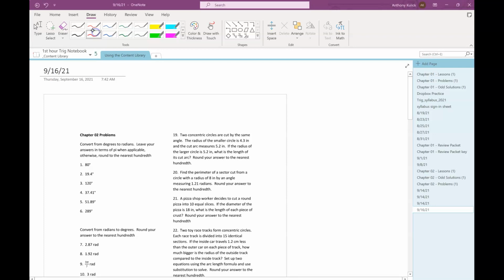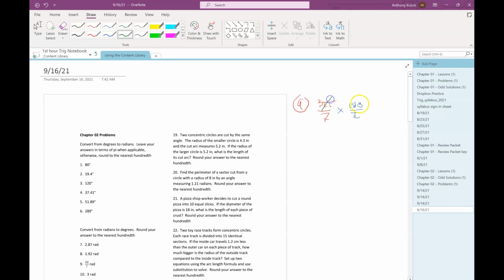Sure. So 9 says we have 3 pi over 7 radians. It says to convert from radians to degrees and then round your answer to the nearest hundredth. So the conversion to go from radians to degrees is 180 over pi.